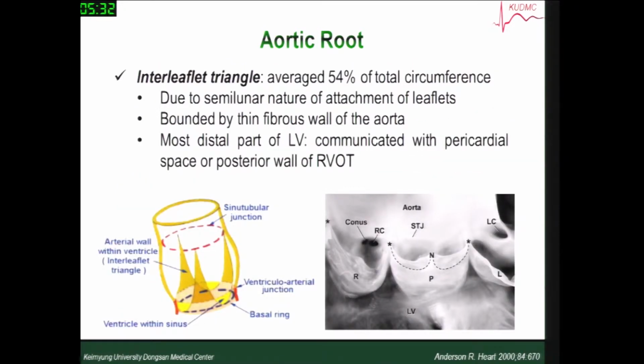Regarding the semilunar nature of the aortic valve, the valve is attached to the aorta and ventricle in a semilunar shape, and there's a space between the valve leaflets. The space between the valve leaflets is called the interleaflet triangle. The interleaflet triangle is about half of them, or sometimes more than that. It's bounded by the thin fibrotic wall of the aorta. This is the most distal part of the left ventricle, and it can communicate with the pericardial space or the posterior wall of the RV outflow tract.